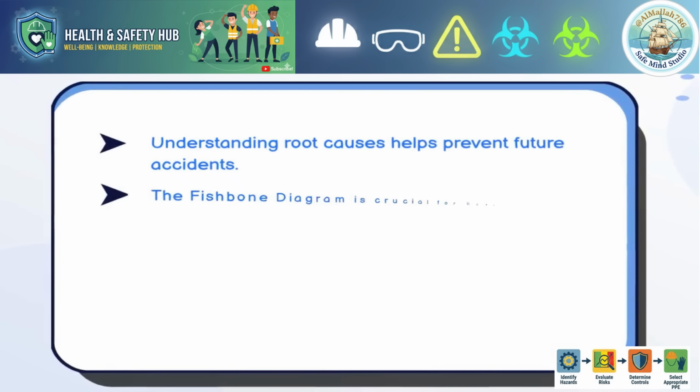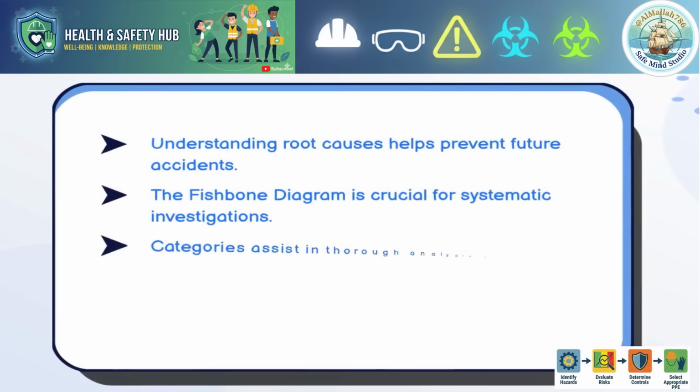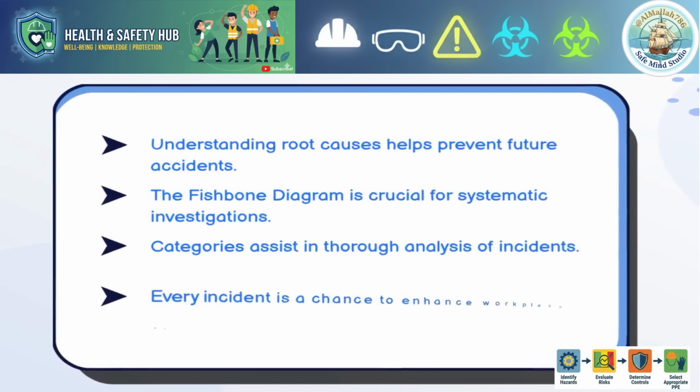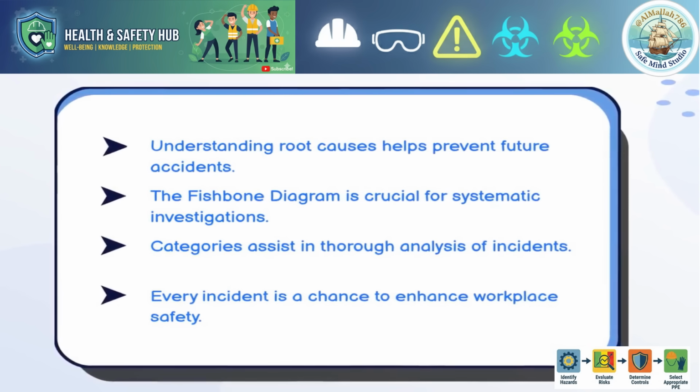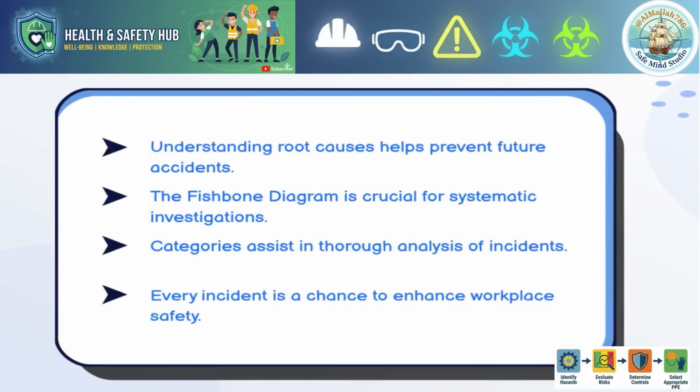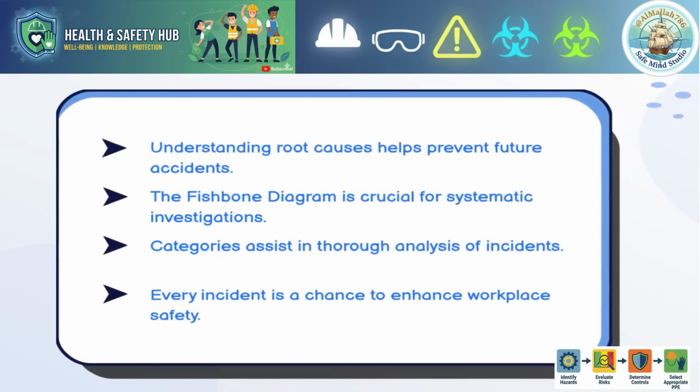Understanding root causes helps prevent future accidents. The Fishbone Diagram is crucial for systematic investigations. Categories assist in thorough analysis of incidents. Every incident is a chance to enhance workplace safety.